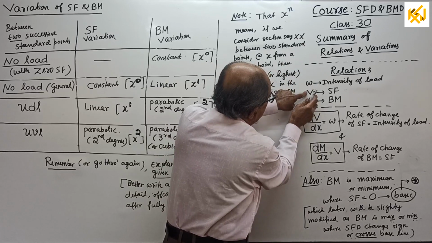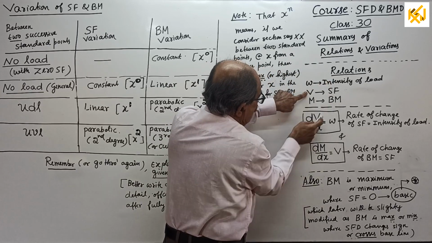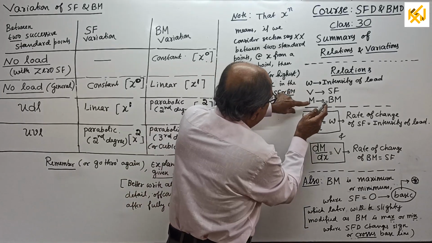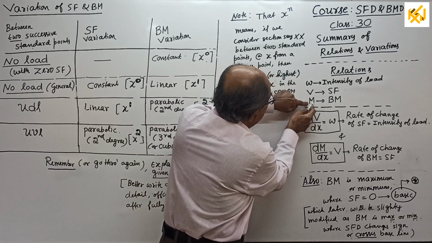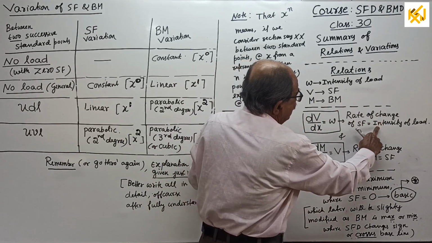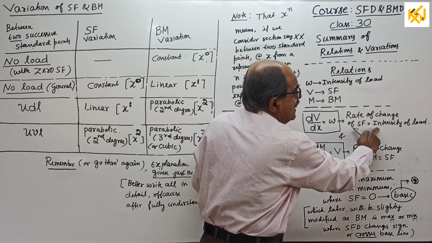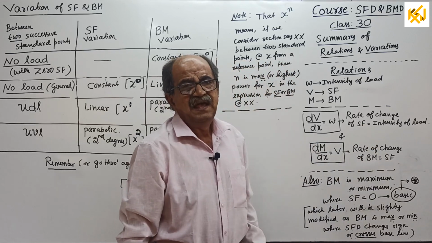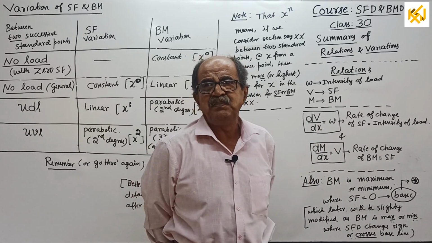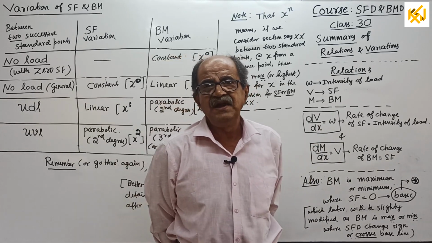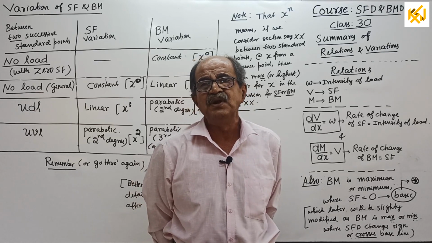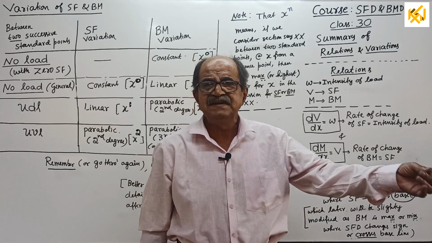Rate of change of shear force is intensity of load. Already explained thoroughly earlier. And rate of change of bending moment is shear force. I told earlier, in so many places they use a minus sign here. Don't use a minus sign. In the basic derivation, rate of change of shear force is intensity of load, and rate of change of bending moment is shear force. The negative or positive depends upon sign convention. I proved it last time.